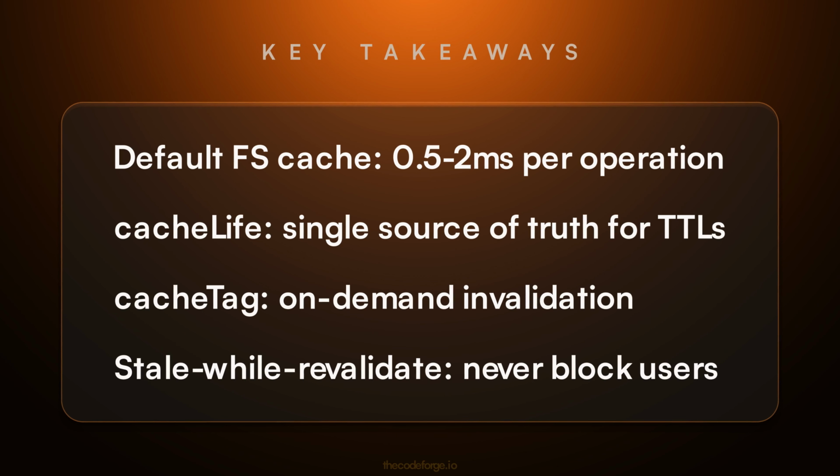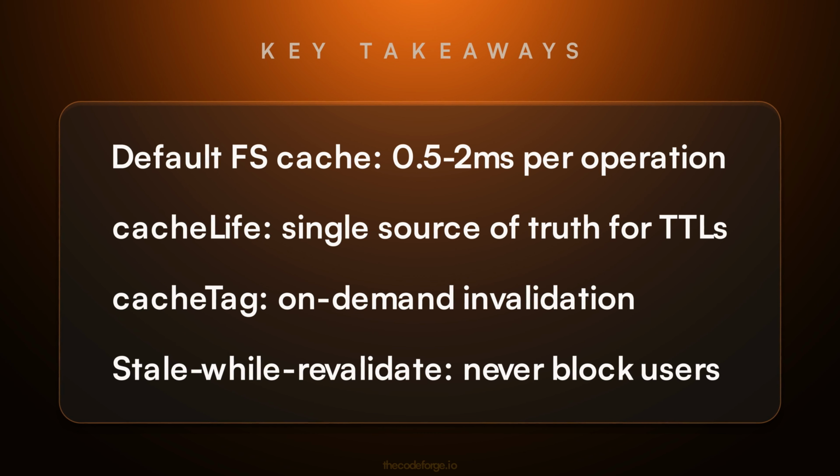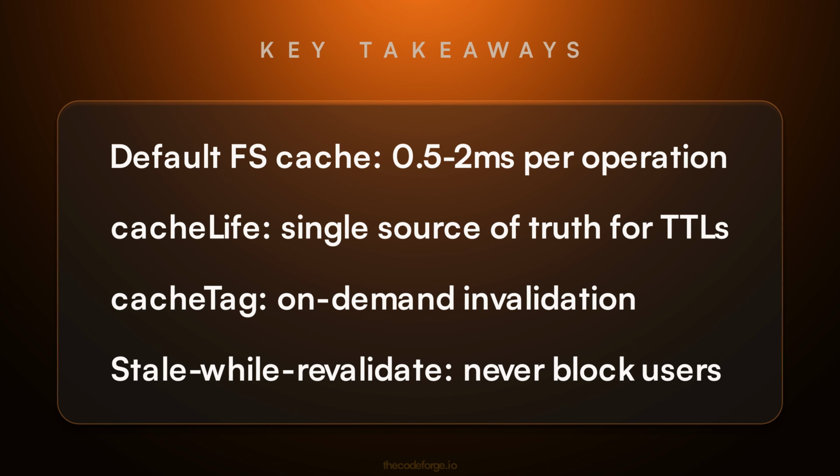Let's recap the key takeaways. Default FS cache: 0.5-2 ms per operation. cacheLife, single source of truth for TTLs. cacheTag, on-demand invalidation. Stale-While-Revalidate, never block users.